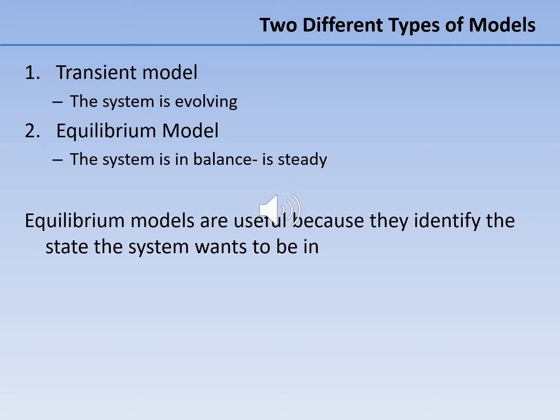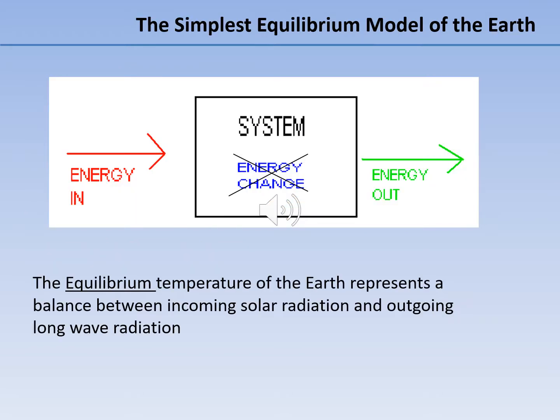Equilibrium models are useful because they identify the state the system wants to be in. So if we apply the simplest equilibrium model to the Earth, the equilibrium temperature of the Earth represents a balance between incoming solar radiation and outgoing long-wave radiation.